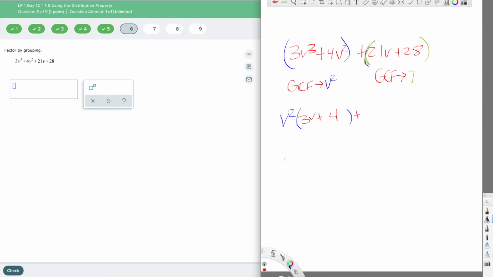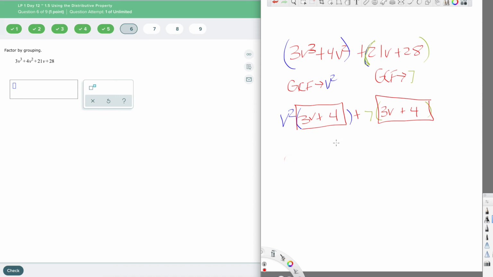Plus, so now we're going to take the 7 out of this group here. We're going to divide it away. So 21v divided by 7 is 3v. Ooh, do you see it's matching already? This is actually what we want with grouping, is we want something to be matching at the end. 28 divided by 7 is 4. So if you notice, we have these guys matching, 3v plus 4, 3v plus 4.